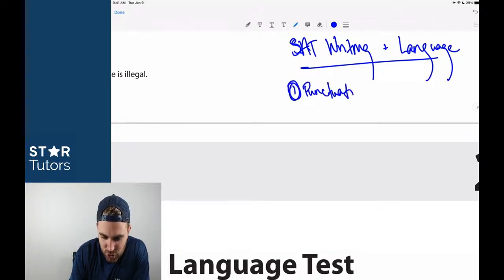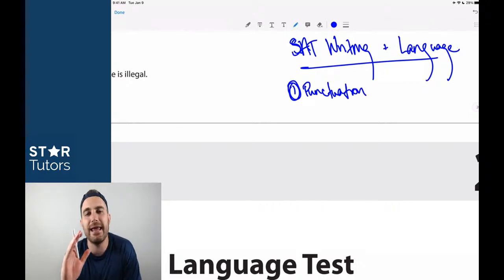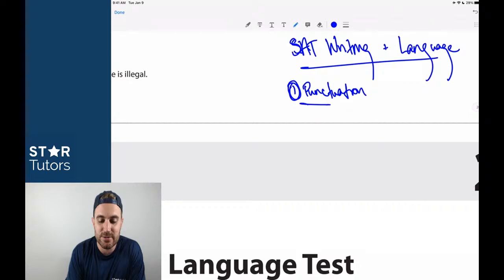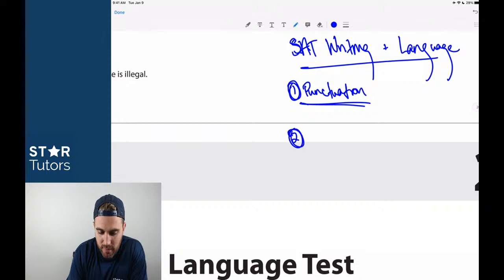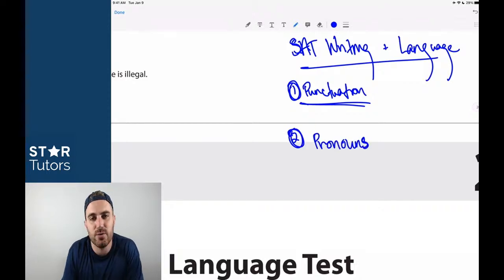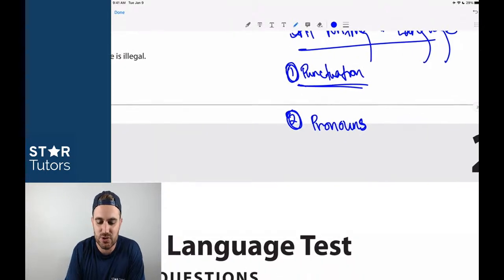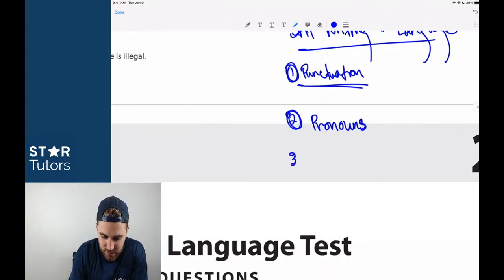Between these 3, number 1 is without doubt punctuation. You have to know your punctuation rules. That will show up 8 times, probably out of 44 questions. 20% of the questions will deal specifically with punctuation rules and sentence structure. Number 2 is pronouns. These will show up not as often as punctuation, but they show up on every SAT writing and language section. And number 3 is apostrophes.